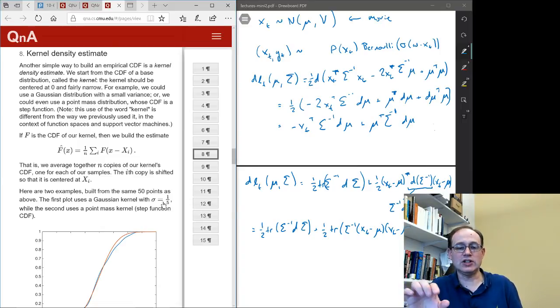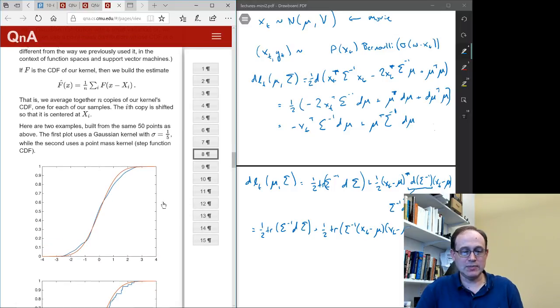So in this context, a kernel is just a narrow probability distribution. So we could take like a Gaussian with a narrow variance, or we could even take a point mass distribution. That's the ultimate narrow distribution. It's the distribution which has as a cumulative distribution function a step function. And so to get a kernel density estimate, what we do is if we have a sample of n points, we take n copies of our kernel, we shift each one to be centered at the ith point, and then we average together all of the resulting CDFs, right? So we have let's say 50 copies of the CDF for a very narrow normal distribution, each shifted to have a different mean, and then we average together those 50 CDFs, and we say that that's an estimate of our empirical CDF of the random variable x.